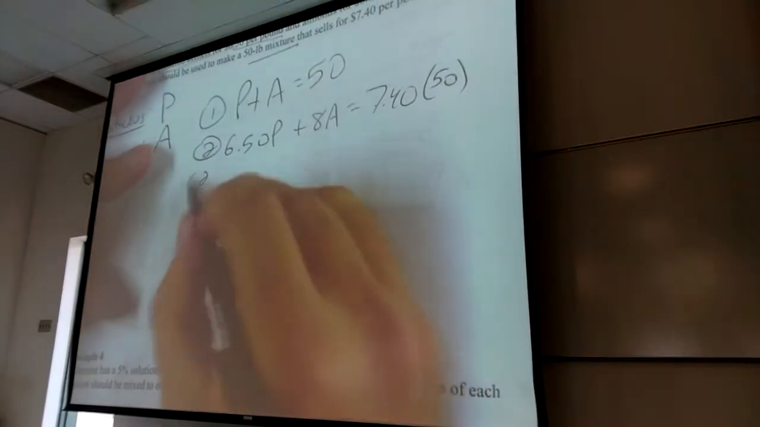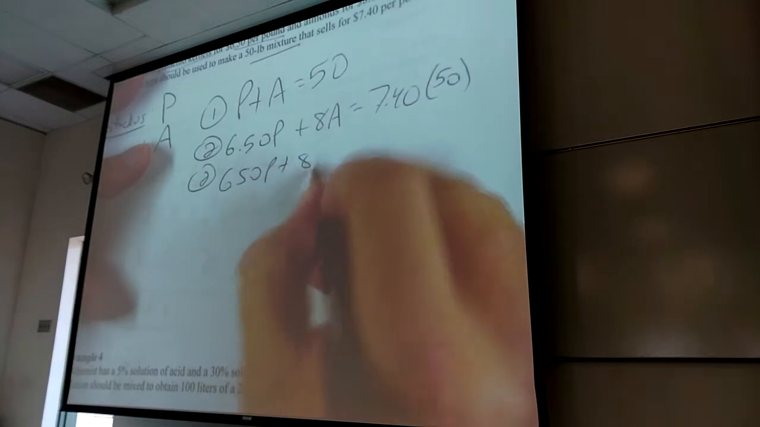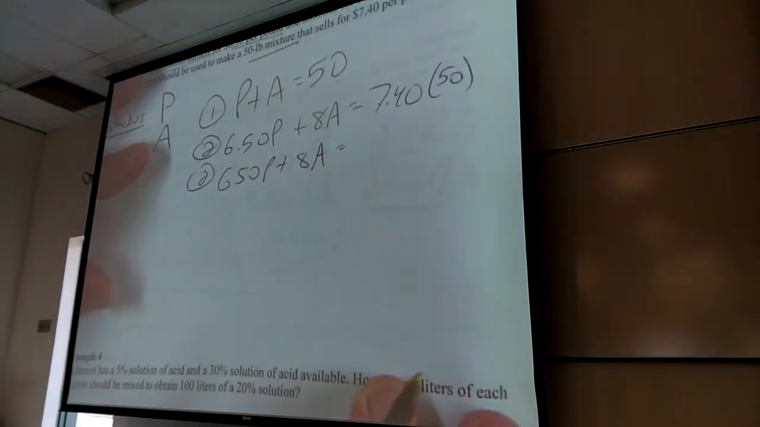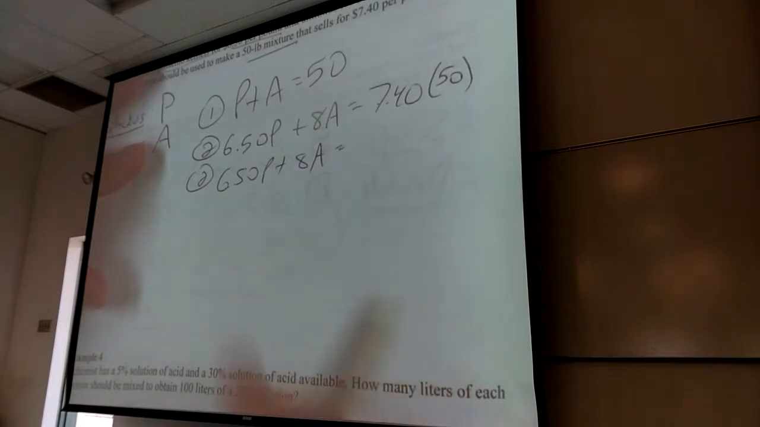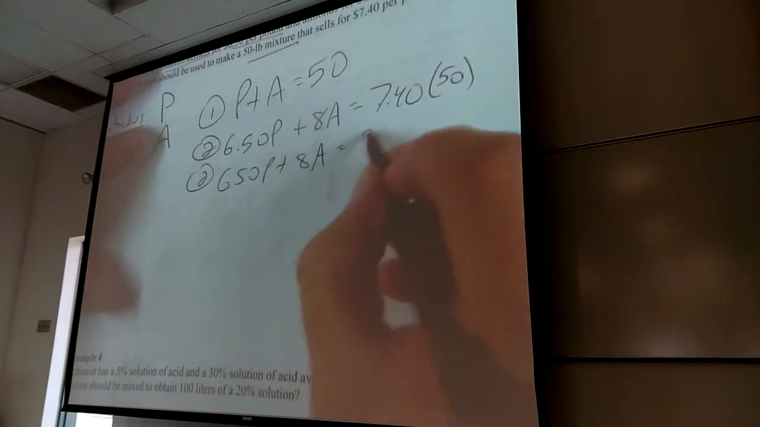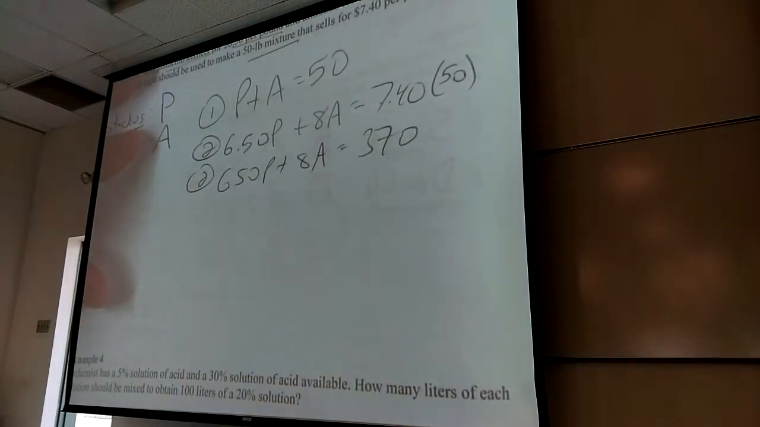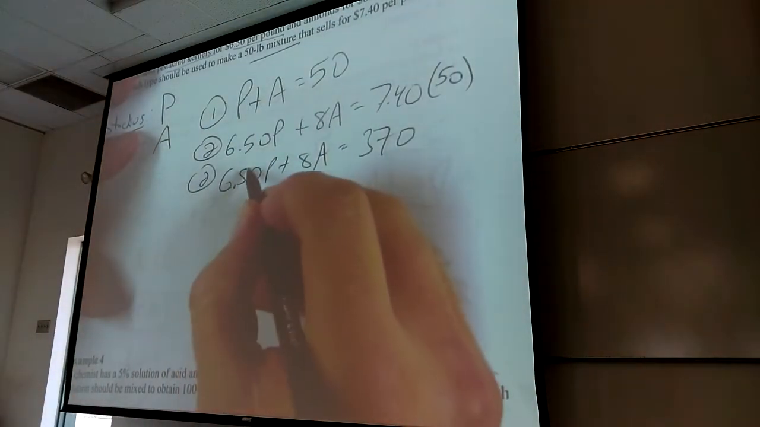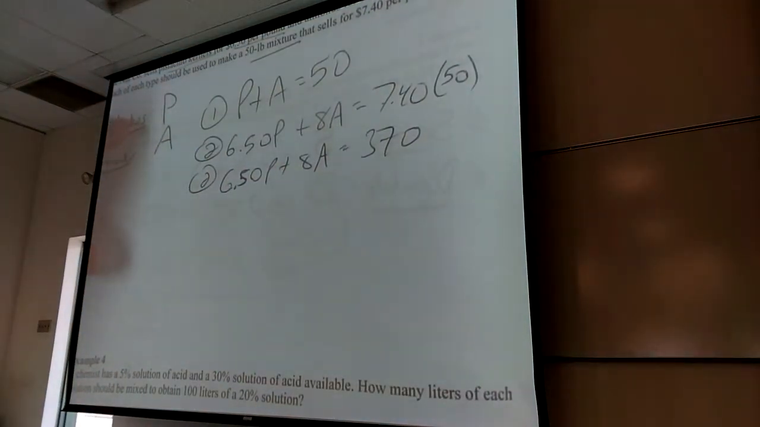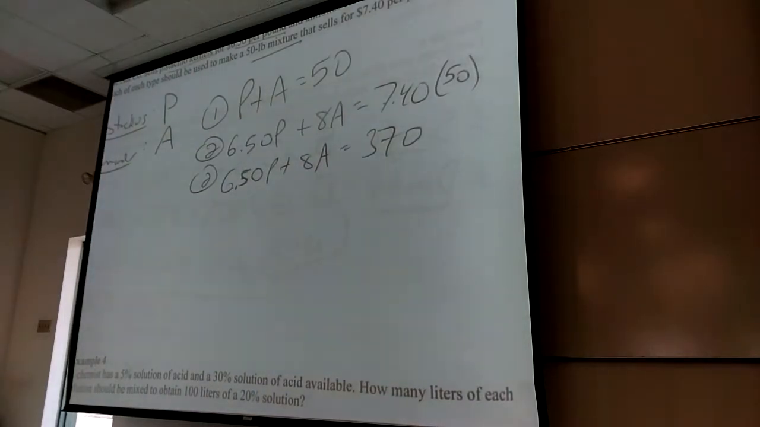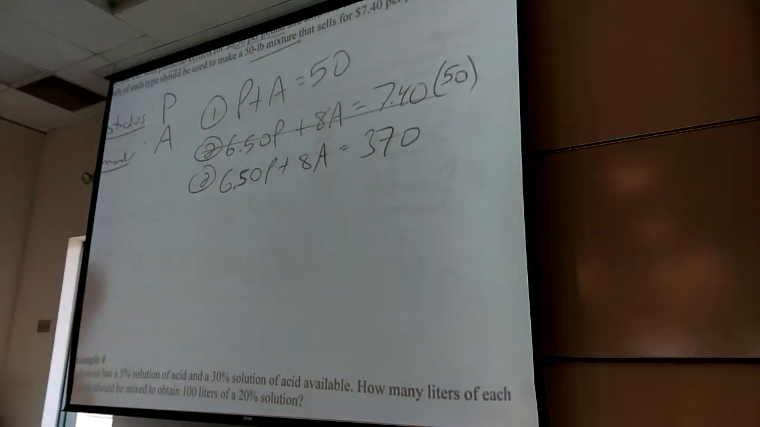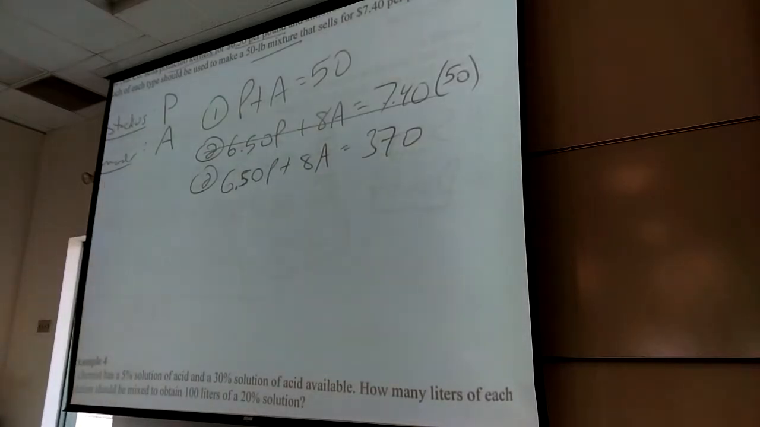So real quick, I can clean up number 2 a little bit. 6.5P plus 8A equals 740 times 50, which is 370? Yes. Make sure that's 650. Alright, cool. And now you can do whatever you like. In fact, look between 1 and 2 here. We cross that out now. We kind of cleaned it up. What variable might you want to kill? A. Because the coefficient of A in number 2 is a nice whole number.